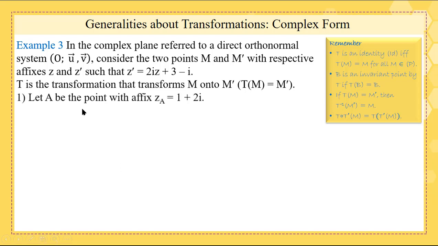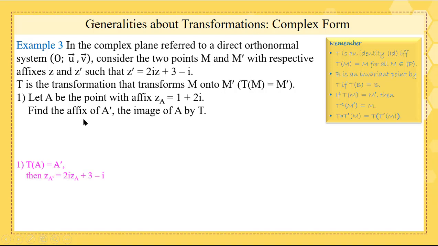Part 1. Let A be the point with affix ZA equal 1 plus 2I. Find the affix of A prime, the image of A by T. Now T of A is equal to A prime. A prime likes M prime and A likes M. So according to this relation, ZA prime equal to I ZA plus 3 minus I. And if we substitute ZA by 1 plus 2I, we get ZA prime equal minus 1 plus I.